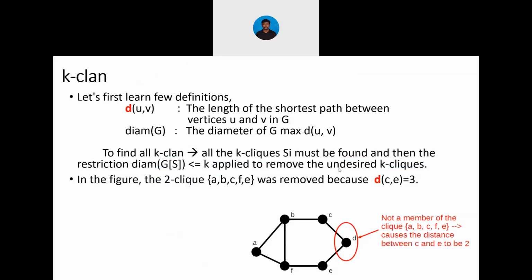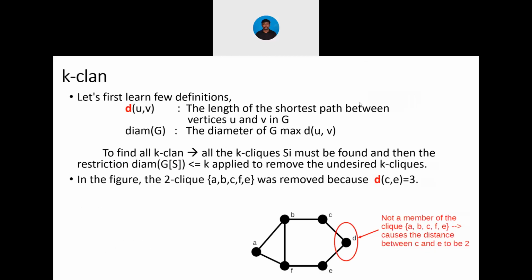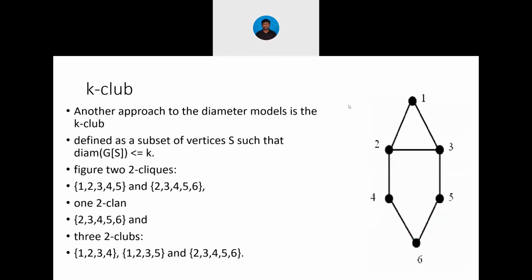Okay. So the next thing is K-club. Another approach to the diameter models is the K-club, right? So it is defined as a subset of vertices S such that the diameter of G[S] is less than or equal to K. So this is nothing but similar to the K-clan, what we have studied. It is also using this same formula, diameter of G[S] is less than or equal to K, right?